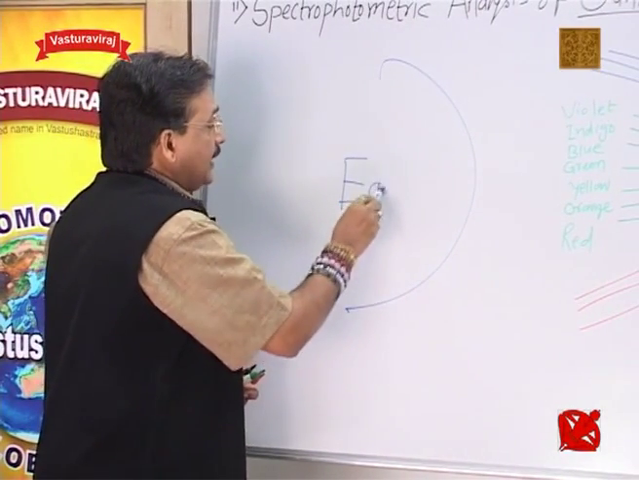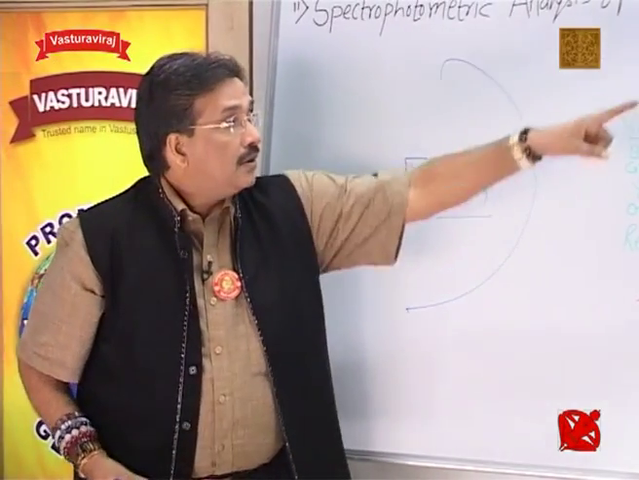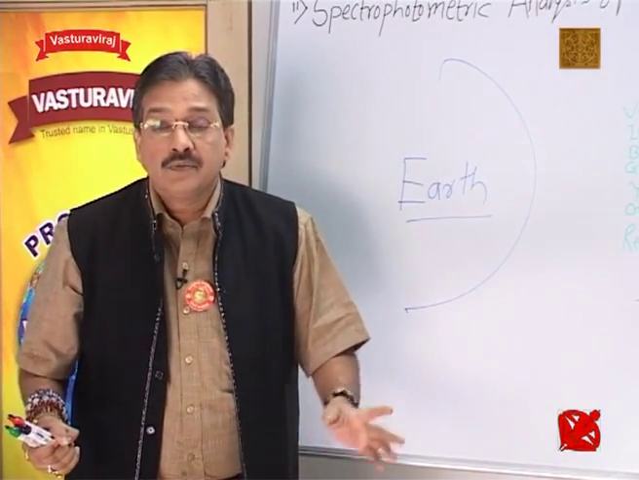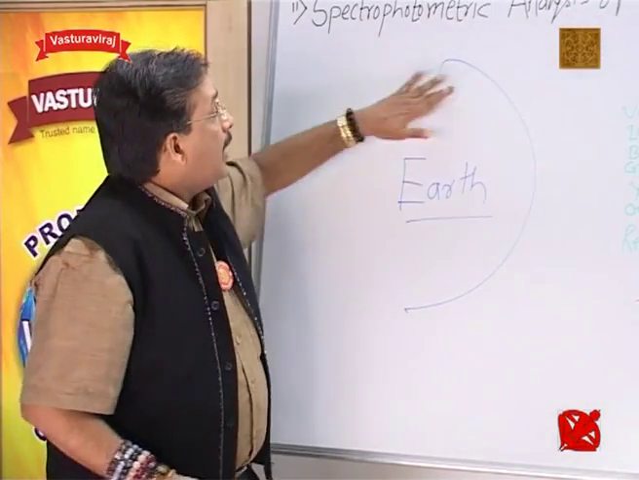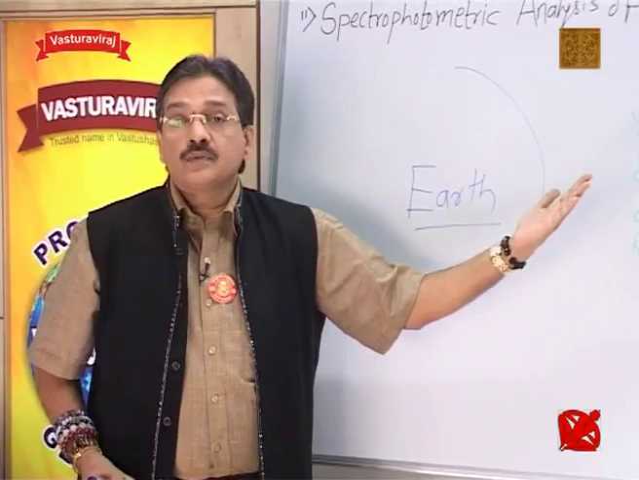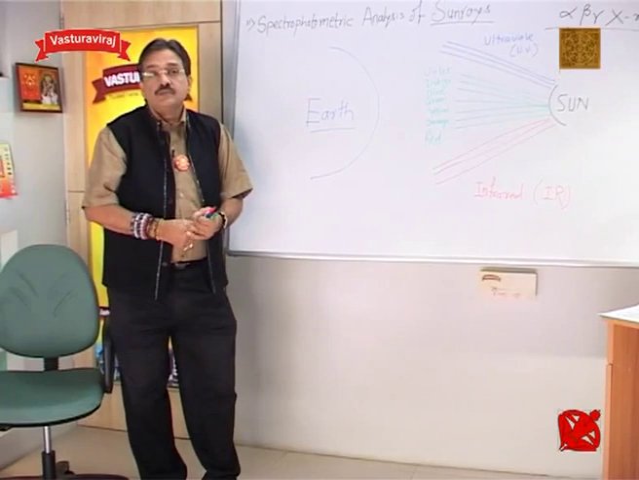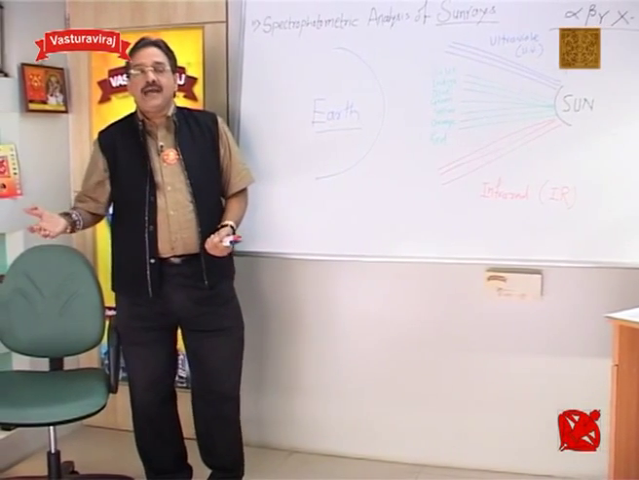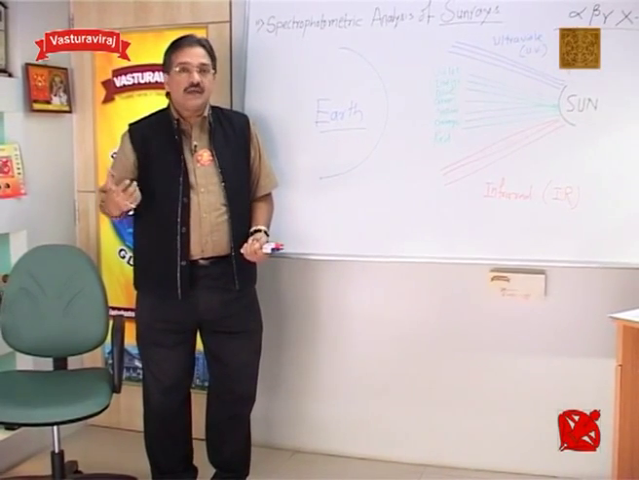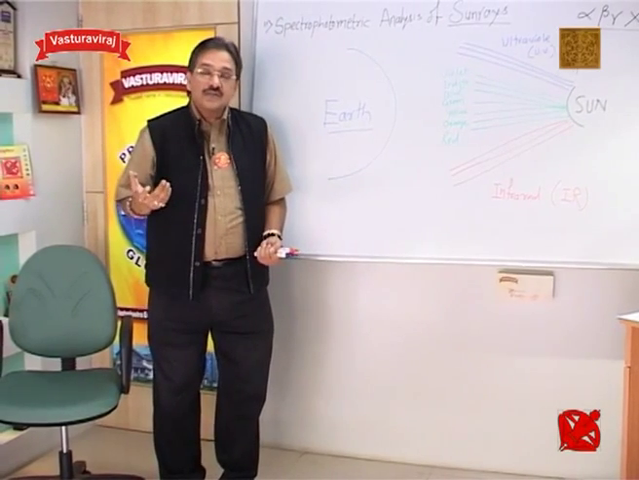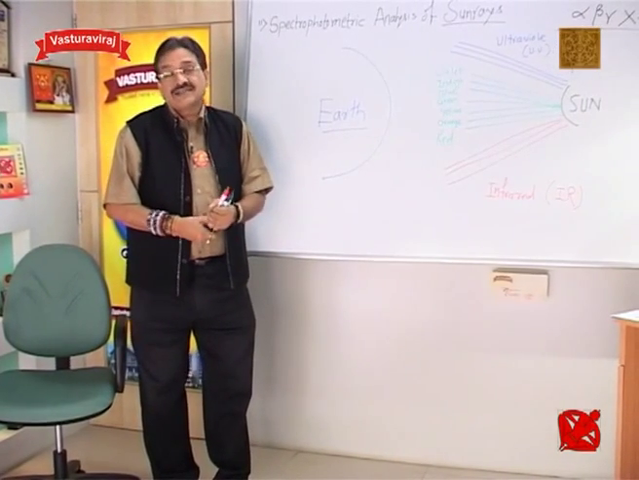So the Earth is protected by the ozone layer from alpha, beta, gamma and X-rays. Had these alpha, beta, gamma rays reached the Earth, we could not have survived. In fact, because of the ozone layer around the Earth, there is a living system. This is another conclusion we can have with respect to the study of sun rays.